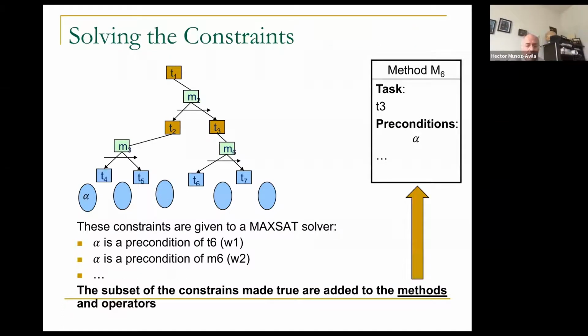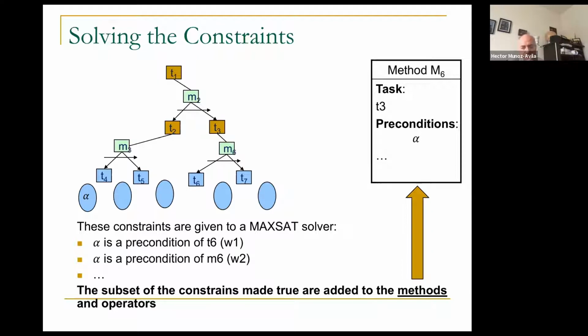Then these are given to a MaxSAT solver, which takes into account those weights, and will try to find the maximum number of clauses. In this case, each of these constraints is a clause. The number of clauses that will be satisfied, and will make some of those true. So for example, it may make this condition that alpha is a precondition of M6, that clause will be made true, and therefore we will add alpha as a precondition of M6. So that's a procedure, and that's one way to learn this.